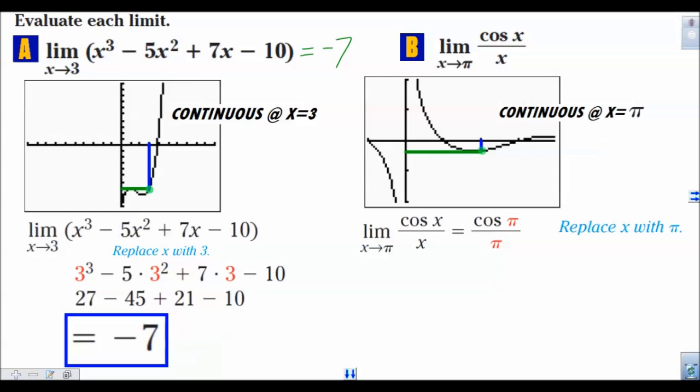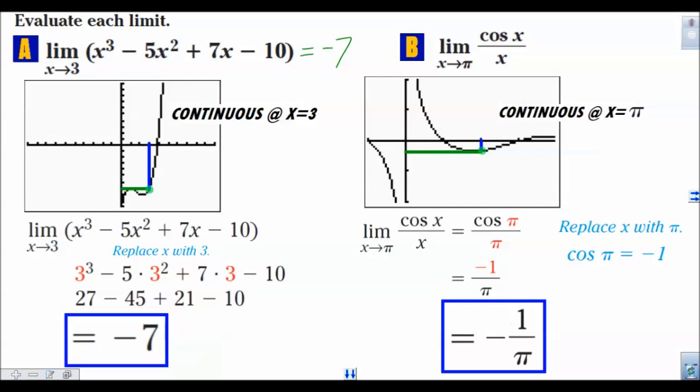Next, simplify that. Now the cosine of pi, using our unit circle knowledge, tells us that the cosine of pi is nothing more than -1, so we can replace it right there. And so there it is. There's our limit. Our limit here is -1 over pi.